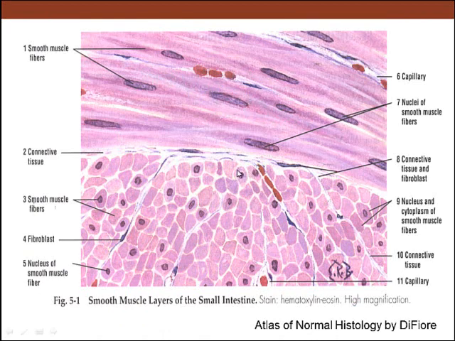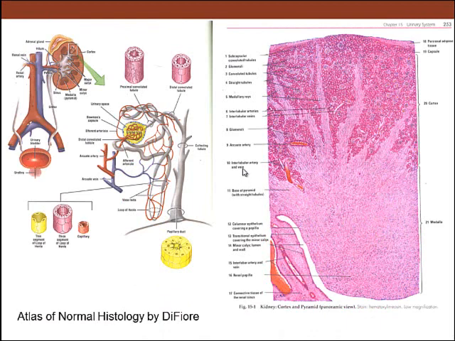If you cut it in cross section, it would look like this with this nucleus in the center. The next one that we're going to look at is the eosinophilic staining of the proximal tubule in the kidney.